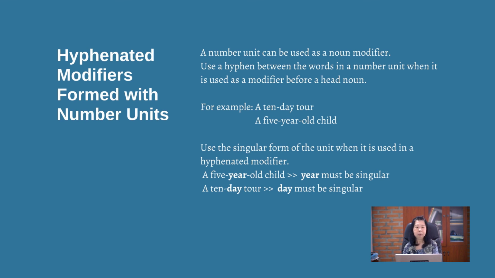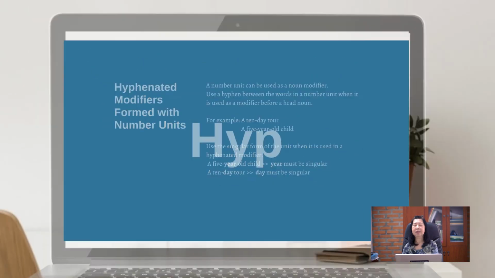And you have to use the singular form of the unit when it is used in a hyphenated modifier. Day is used in singular form. Year is also used in singular form. A 5-year-old child, a 10-day tour. That's all about hyphenated modifiers in noun phrases.